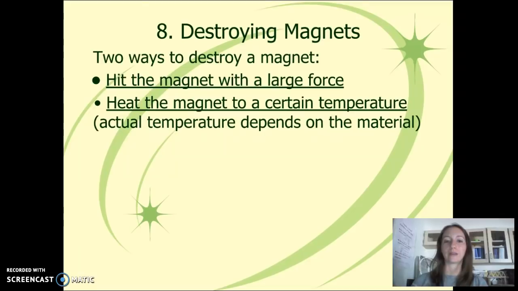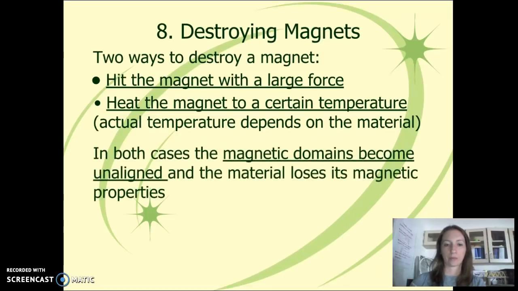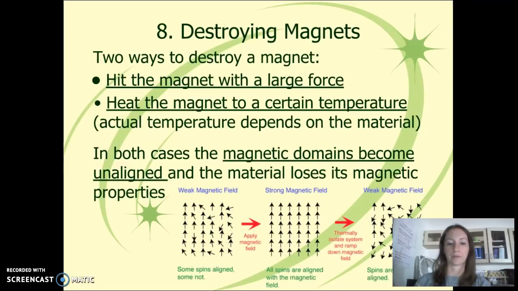The other way is to heat the magnet. If you heat it to a certain temperature, that can also destroy all the domains that are facing and aligned. That can get them all out of whack, and it's no longer a magnetized material. Alright, so in both cases, the magnetic domains become unaligned. The material loses its magnetic properties.